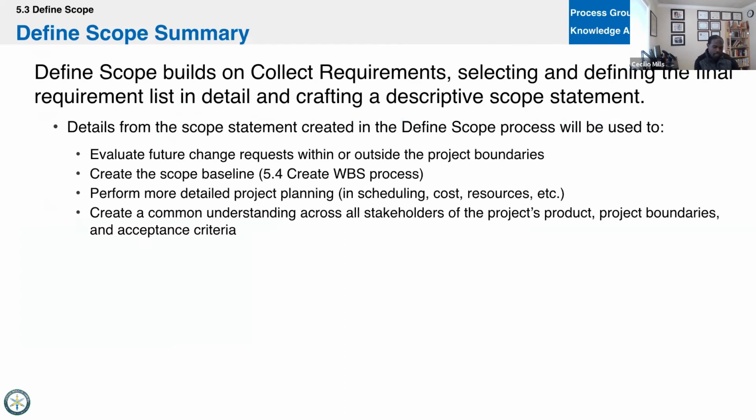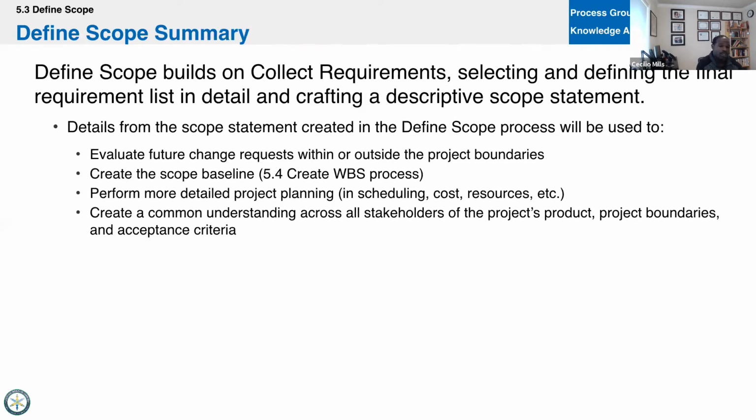So we're going to now build on the collect requirements process we just did. We're going to select and define the final requirement list in detail and then craft a descriptive scope statement. Details from the scope statement created in this process are going to be used to evaluate future change requests within or outside the project boundaries. So this is about change control. Once we define the scope, any changes, change control.